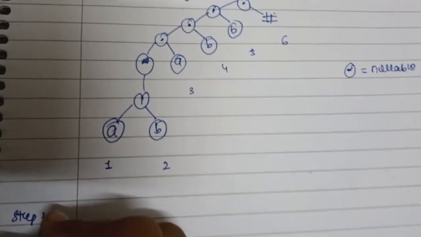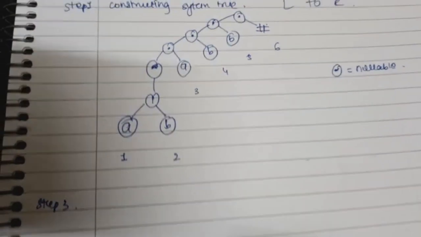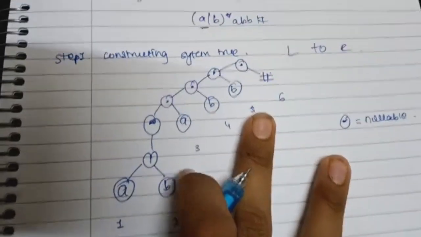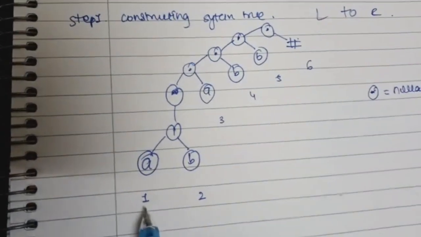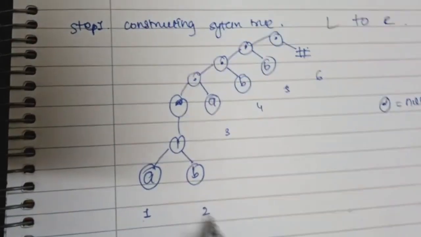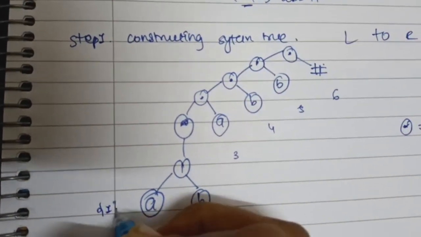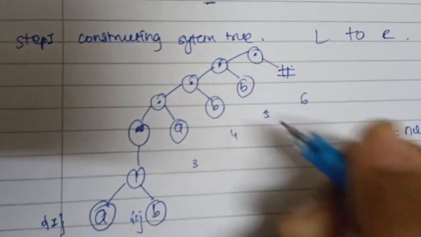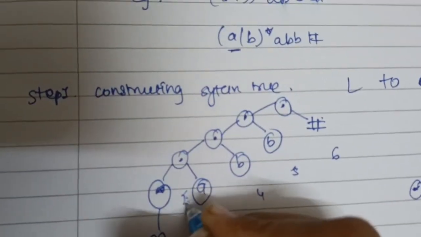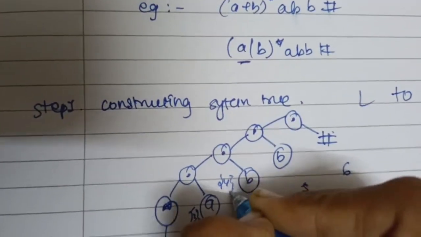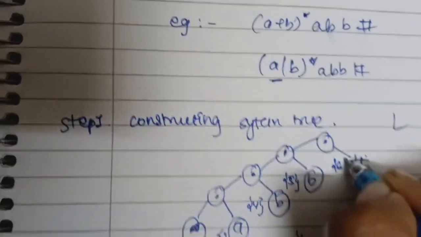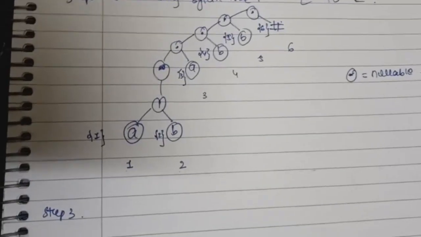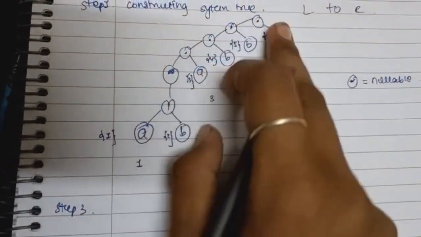So step 1 and step 2 are completed. Let's go with step 3. Step 3 was finding the first position of these operators and operands both. Whenever we are calculating the first position of operands, it is always the positions that we have assigned to them. So we'll write the first positions here: 1, 2, 3, 4. The first position of this B will be 5 and this will be 6. So these are the first positions of the operands.